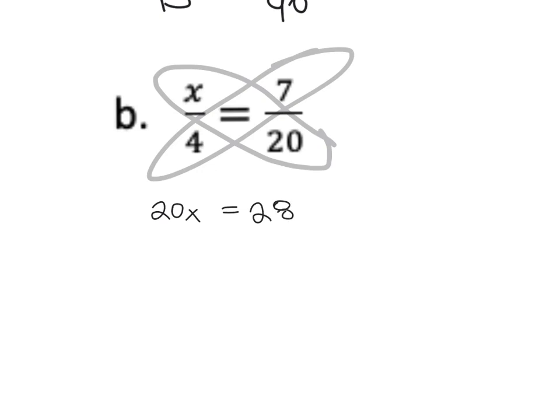Sometimes I think of this as butterfly multiplication as well, because when you're done, you have a shape that looks like a butterfly. All right, so our last step is to divide each side by 20.